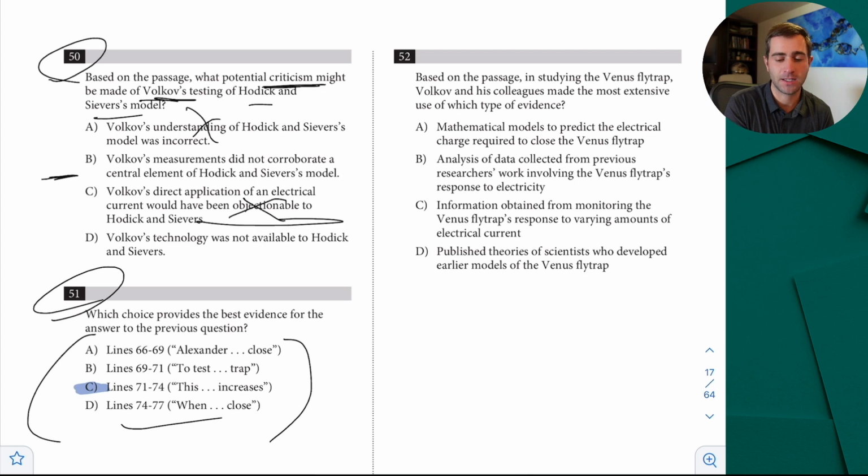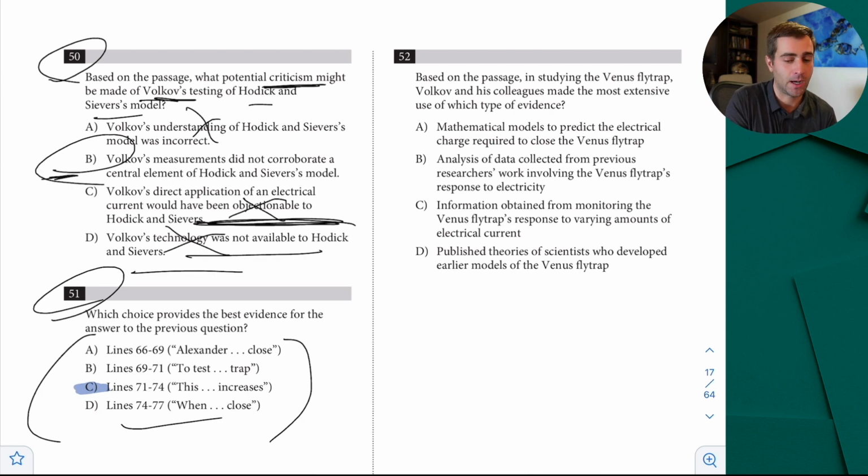This is a classic other type of wrong answer, which is not in the passage. Maybe this would be true, but everything on the SAT you have to be able to prove given what you see on the page. We cannot prove that. Volkov's technology, same exact issue here. Maybe that's true, but we cannot prove that.